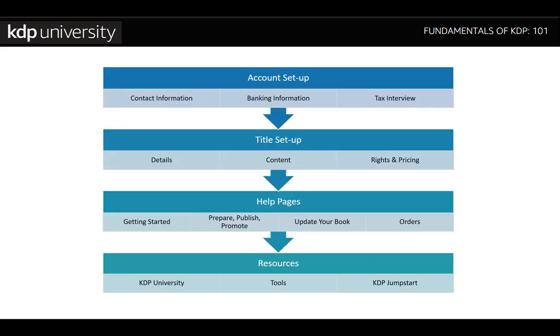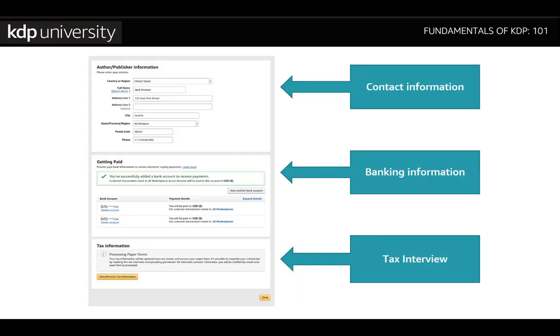Now that we've toured the entire website, let's take a closer look at the account setup, the title setup, help pages, and additional resources. So let's start by taking a closer look at your account setup. The account setup is broken down into 3 sections: the author-publisher information, or your contact information, getting paid, which includes your banking details, and the tax information, or tax interview. All 3 sections need to be completed before you're able to publish your book.